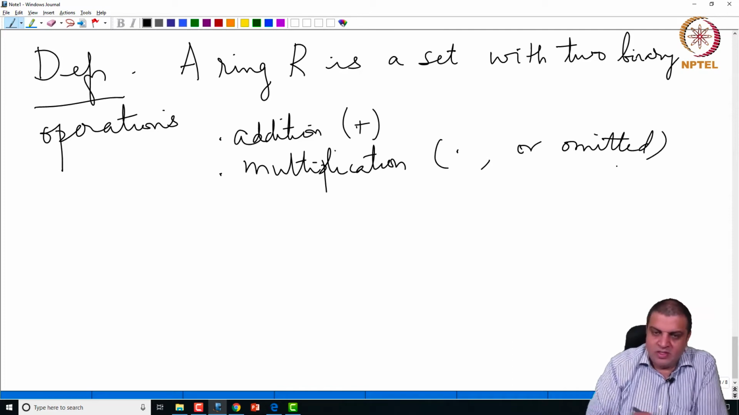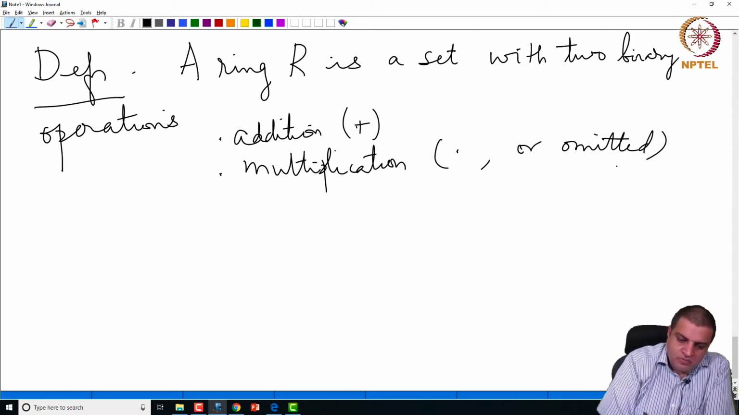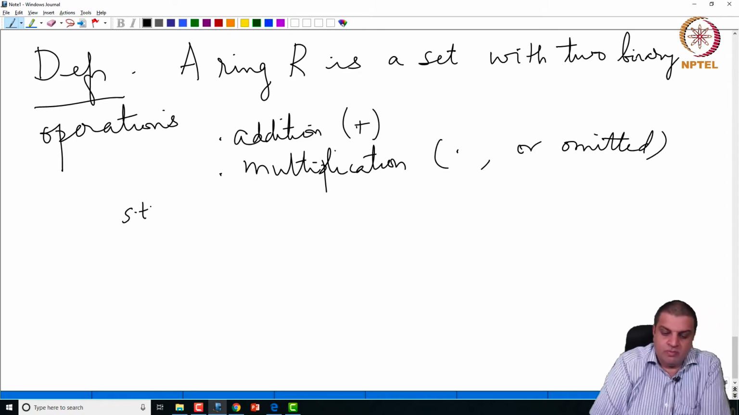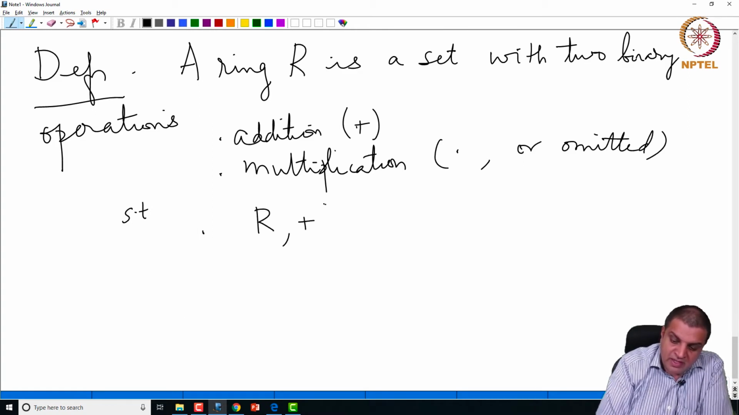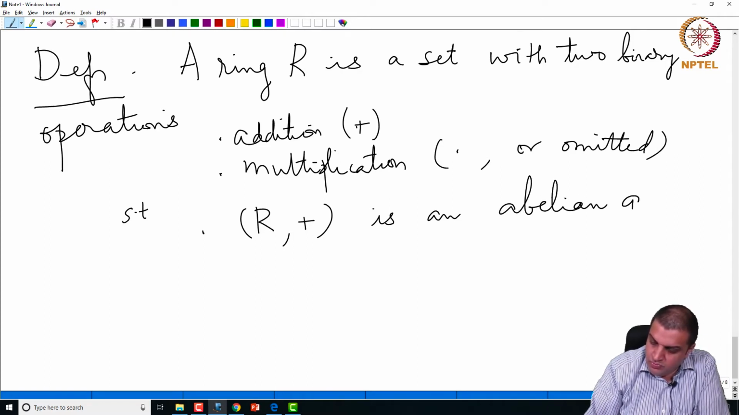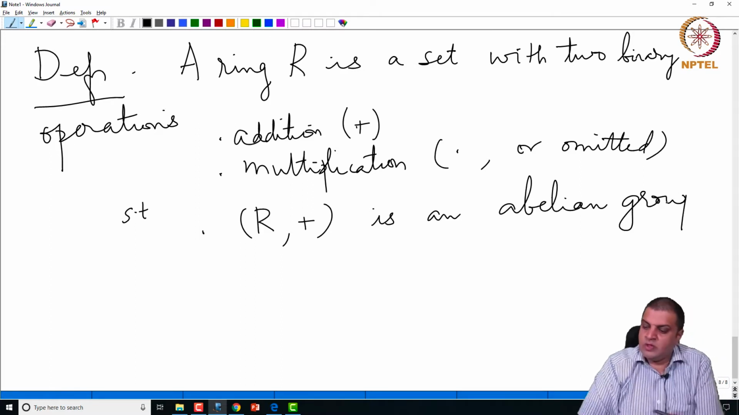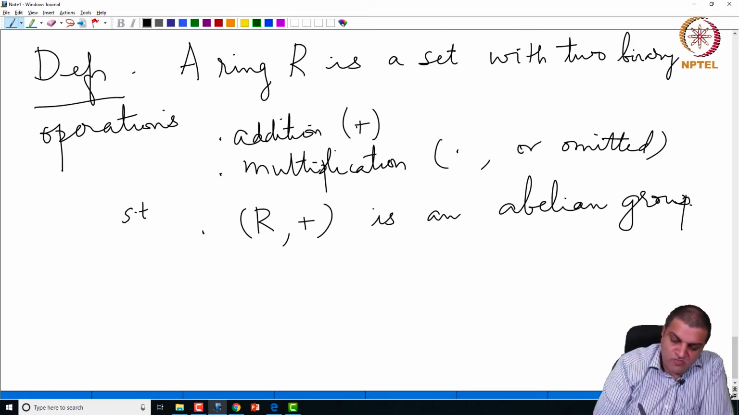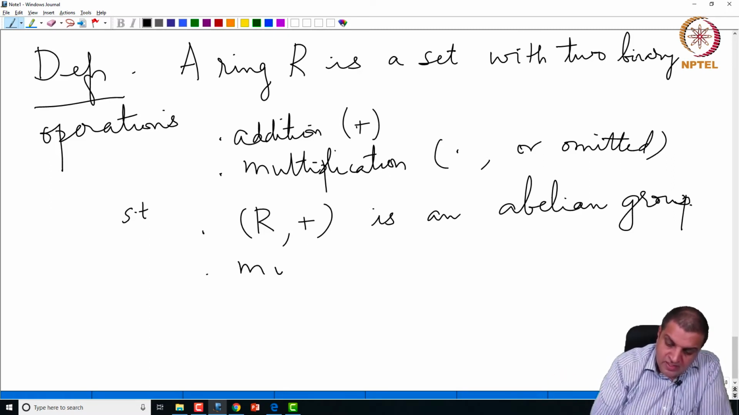Typically, we will not write a dot, such that under addition, if you take the set with this binary operation plus, this is an abelian group. Multiplication is associative.